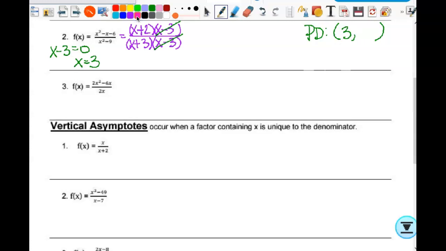My reduced function, f of x, is equal to x plus 2 over x plus 3. We agree with all that? So how do I find the y value for my point? Substitute it in here, right? So I want f of 3. That's going to give me 3 plus 2 over 3 plus 3. And what does that give me? 5 over 6.